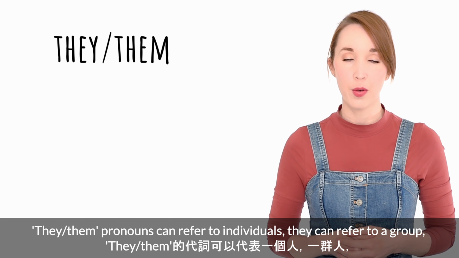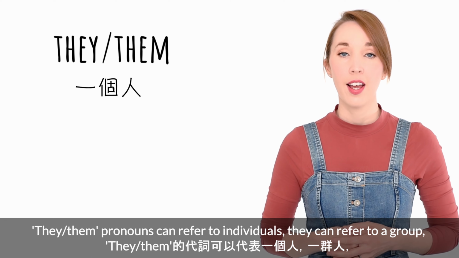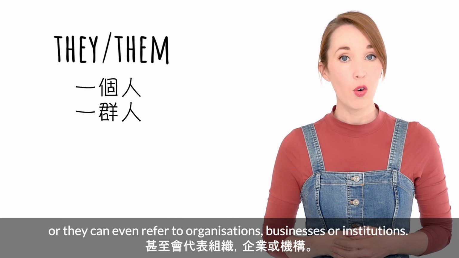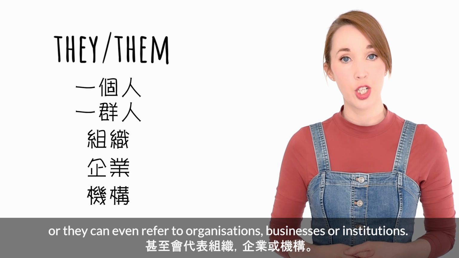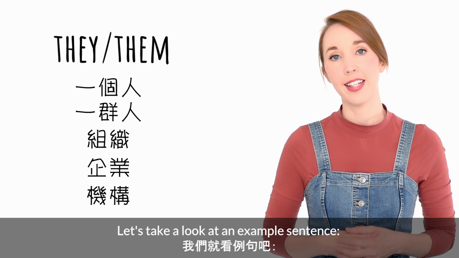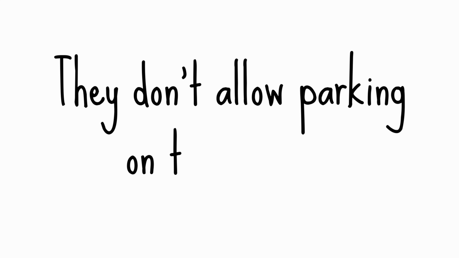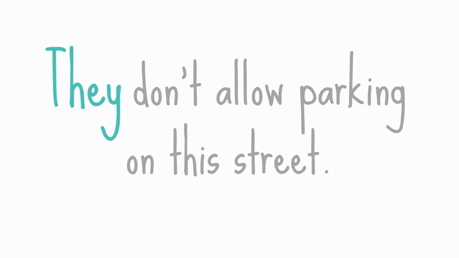The they, them pronouns can refer to individuals, they can refer to a group, or they can even refer to organisations, businesses or institutions. Let's take a look at an example sentence. They don't allow parking on this street.